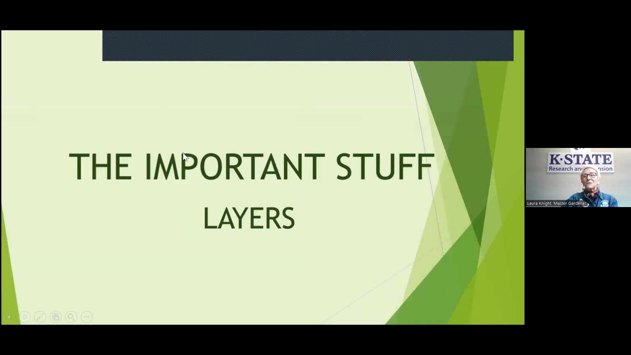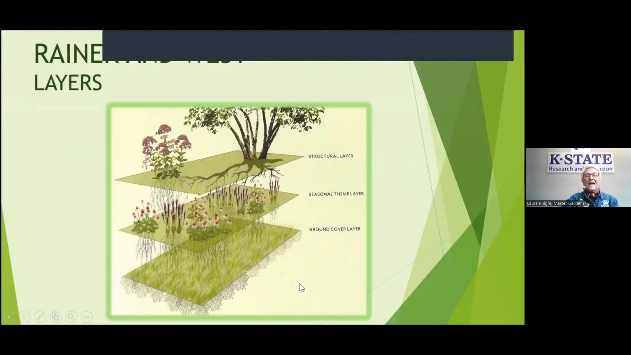Now, this is the most important stuff I can tell you. And this is Rainer and West's wonderful diagram. 3 layers. Think of your garden as having 3 layers. The structural layer, the seasonal theme layer, the ground cover layer. Structural layer, these are the big natives, the big grasses, the trees, the bushes. In the periphery, be sure you choose them correctly so that you don't have to move them.